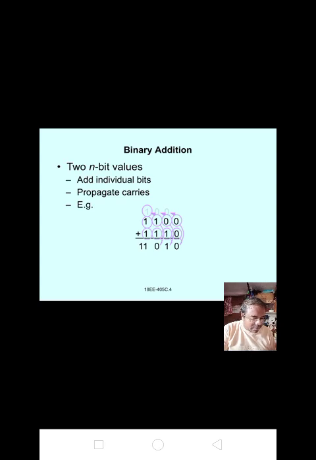16 plus 8 plus 2. 16 plus 8, 24. 24 plus 2, 26. 26 is the answer.